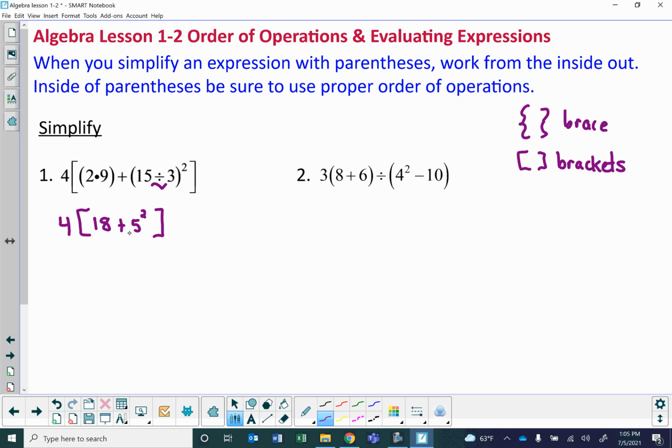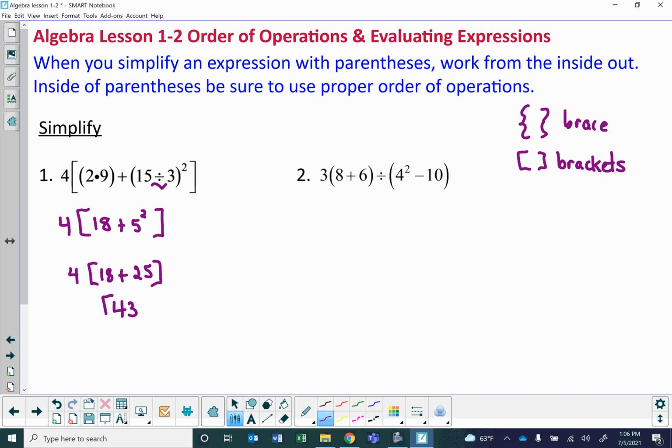Okay, so now order of operations says I still need to do what's inside those grouping symbols, but I have to follow the order of operations within those grouping symbols. So I have a 4, I have a bracket, I have an 18, but I have to take care of this 5 squared. 5 squared is 5 times 5, which is 25. Now I can look at this and go, 18 plus 25. 18 plus 25, I can add those together, is 43.